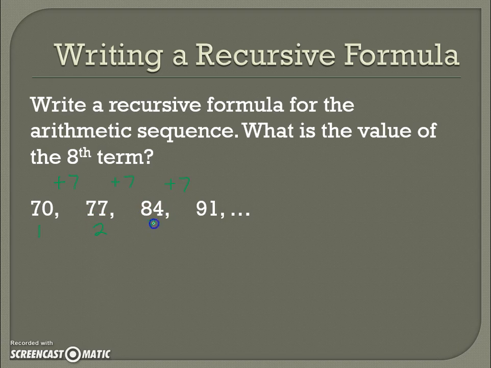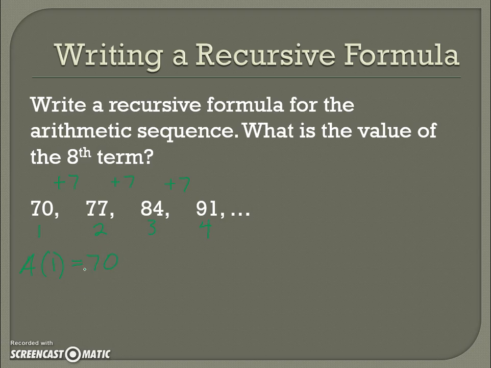That's the second. That's the third. And that's the fourth. So it says, what is the 8th term? First term, second term, third term, and so on. So I would say that A, in function notation, the first term is 70.